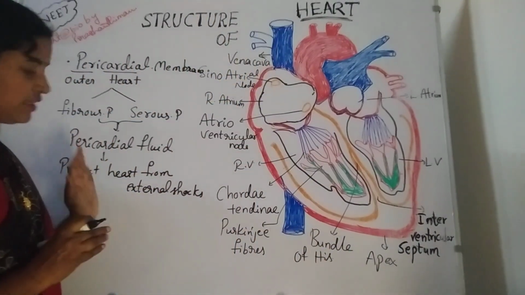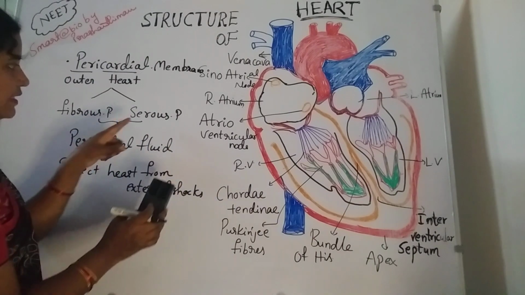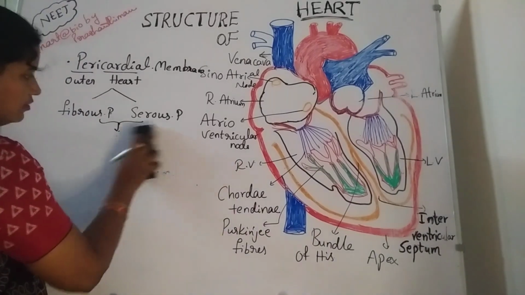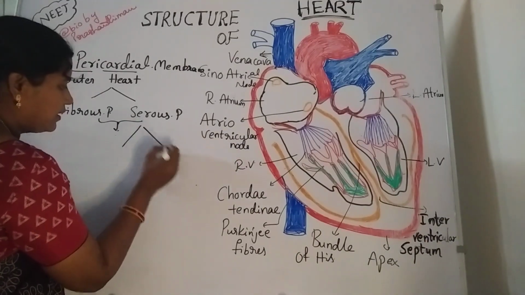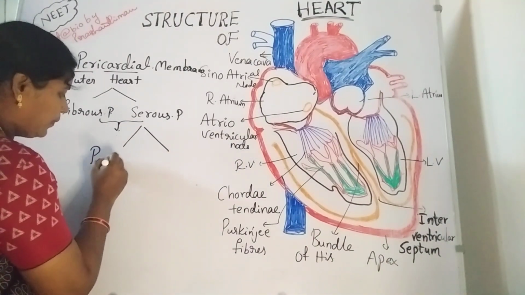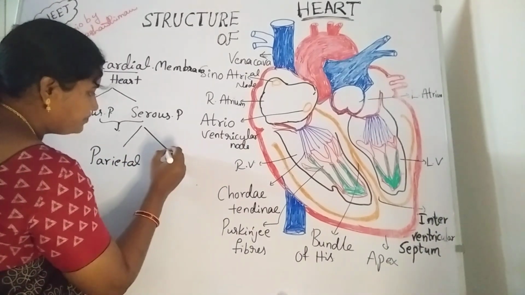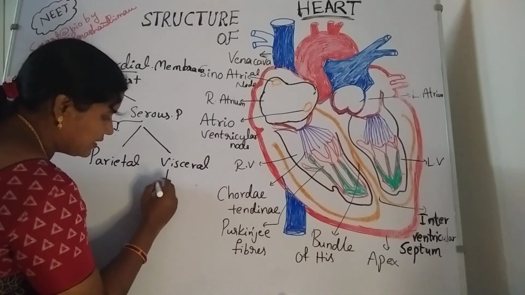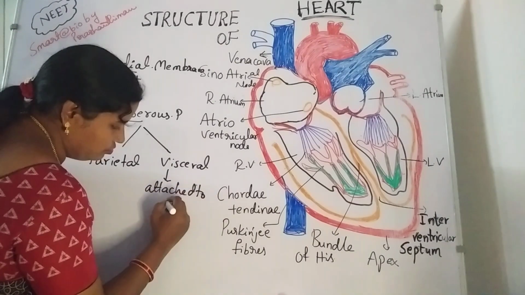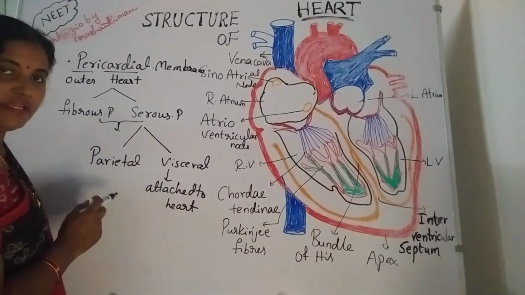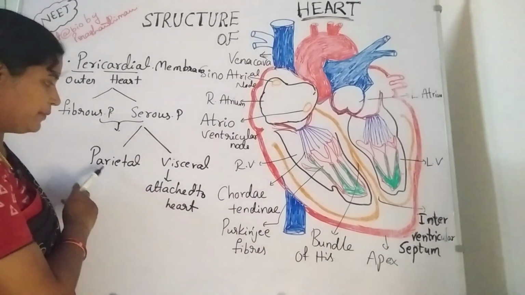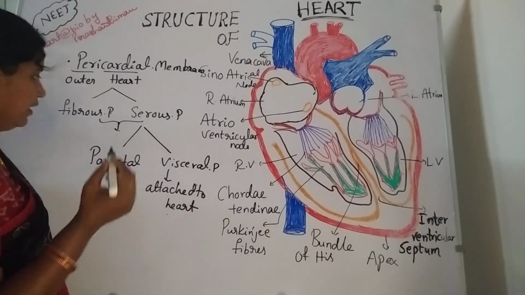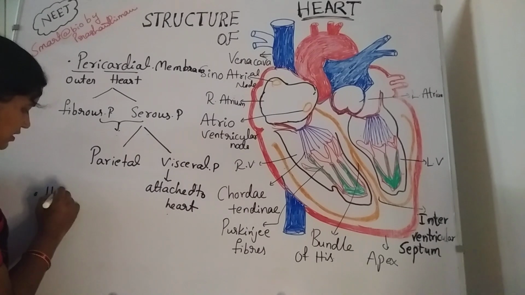Next one, this is not completed here, it is continuing. Serous pericardium again contains two membranes: one is parietal, another one is visceral. Visceral is attached to the heart. So serous pericardium contains two membranes, parietal pericardium and visceral pericardium, and this visceral pericardium is attached to the heart.